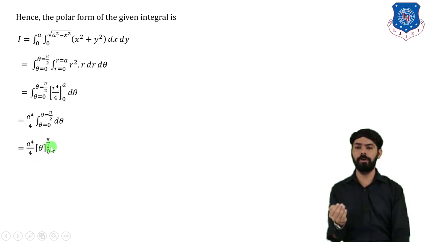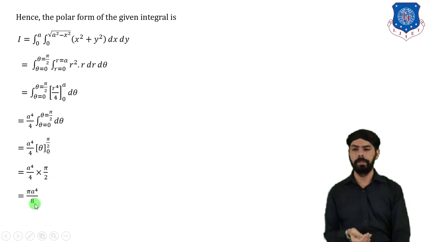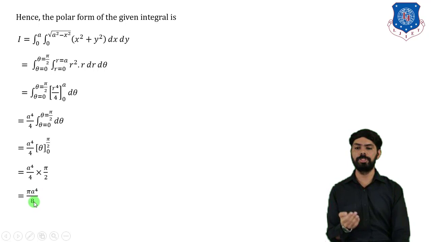Now first of all we will replace theta by pi by 2, then minus we will replace theta by 0. So it will be pi by 2 minus 0. So it will be a raised to 4 divided by 4 into pi by 2. So this will be pi a raised to 4 divided by 8. Therefore the answer of this question is pi a raised to 4 divided by 8.